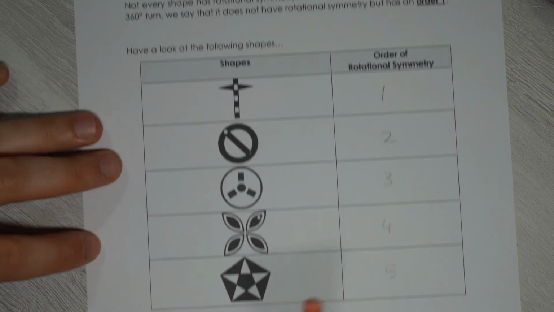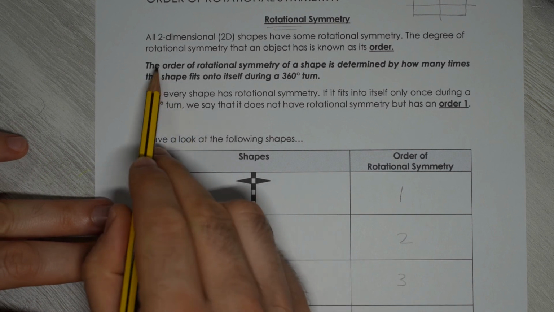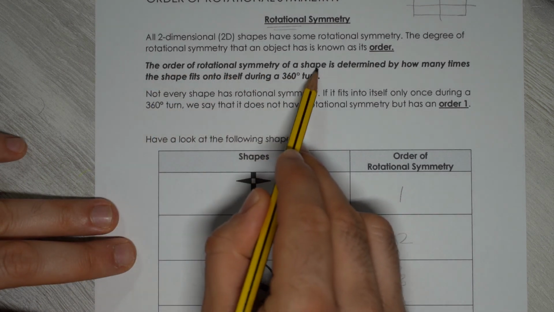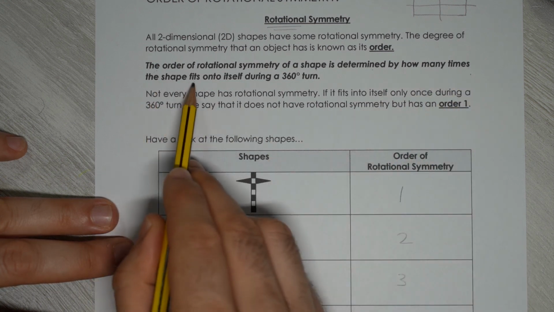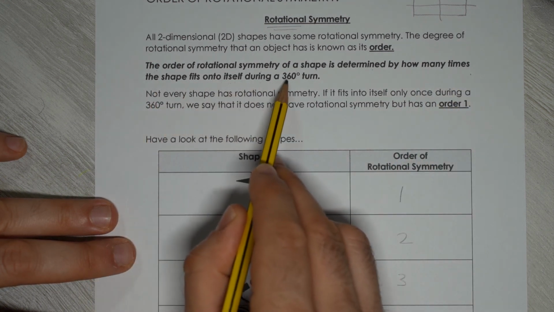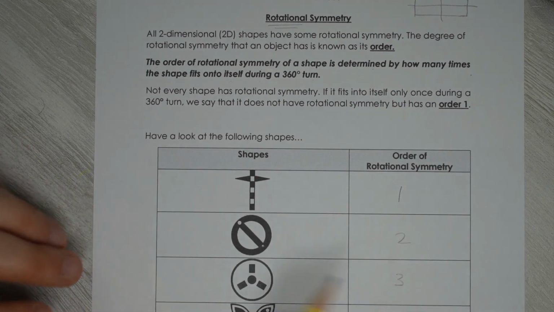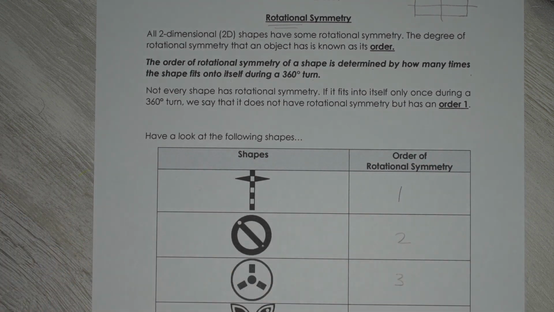So the most important thing is this, that the order of rotational symmetry of a shape is determined by how many times the shape fits onto itself during a 360 degrees turn, during one revolution.